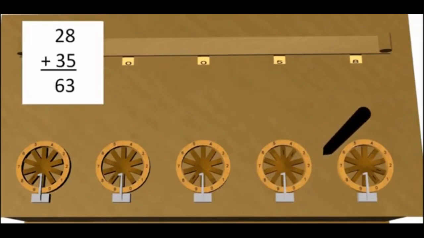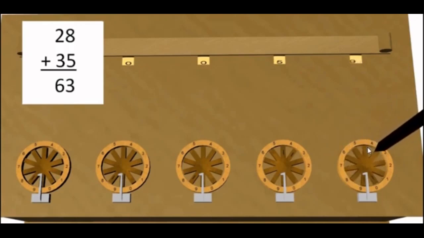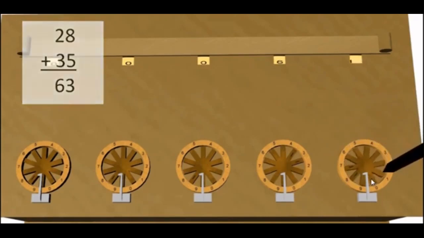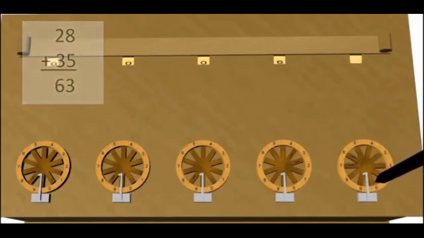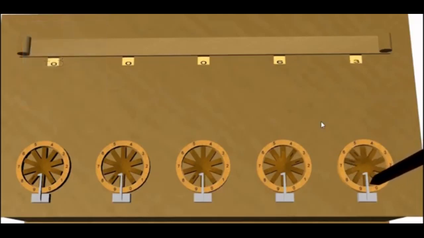Next, I have to keep my pointer here. I will do it in a mechanical process only. Okay, so this is the first mechanical device. Now see, here it will come. Now your answer, when we add these two numbers, it will get 63.